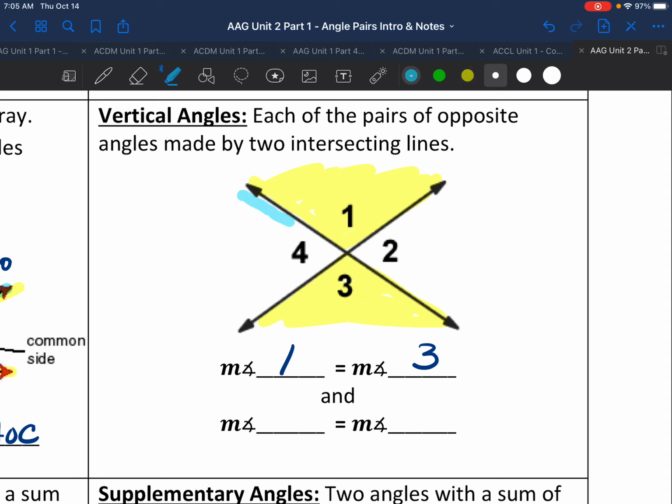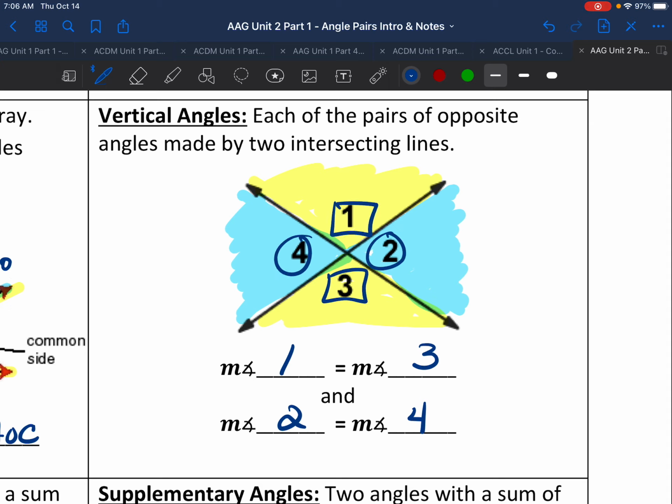Also, let me grab blue, because I'm going to highlight angle 4. And what's straight across from or equal to 4? Well, that's going to be angle 2 over here. All right, so whenever you have crisscrossing or intersecting lines like this, it's going to form 4 angles. And your angles across from or on opposite sides from each other, like 4 and 2 or 1 and 3, will always be equal to each other. They're called vertical angles.